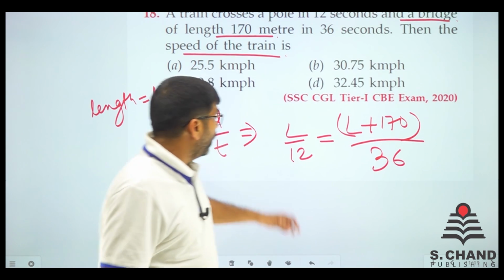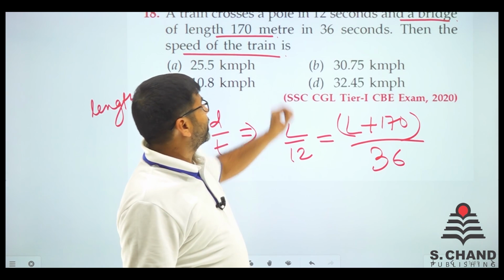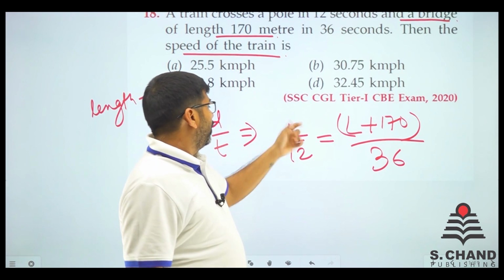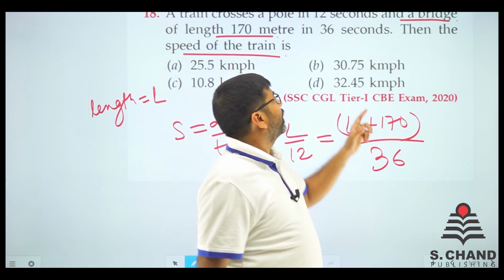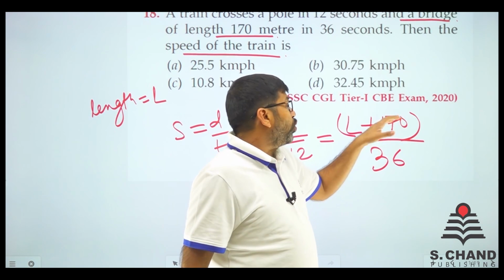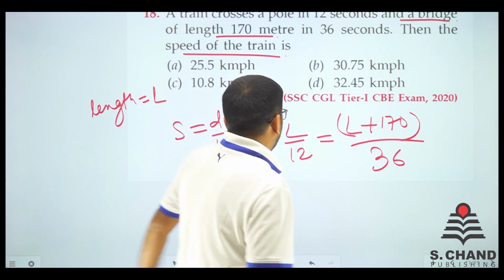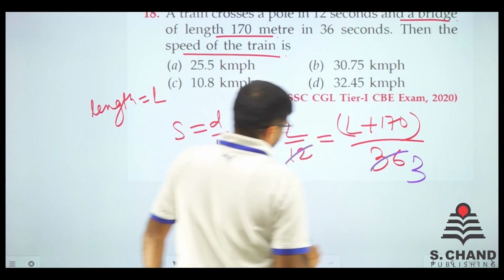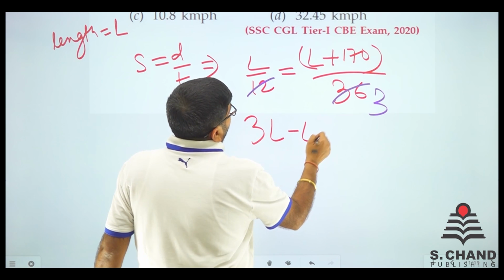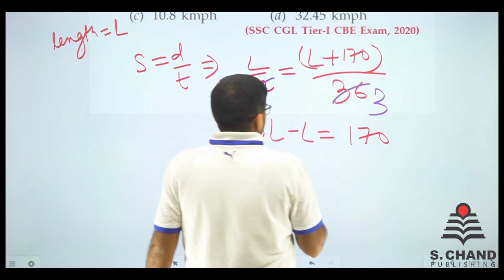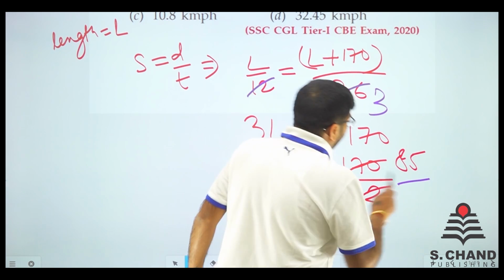Why did I do that? I know that the speed with which this train is crossing the pole, distance upon time, that is the length of the train divided by time, is equal to the speed of passing the whole bridge, that is 170 plus the length of the train, divided by 36. 36 is the time. So what we do is 3L minus L is equal to 170. So L is equal to 170 by 2. So we have found that the length of the train is 85 meter, right?